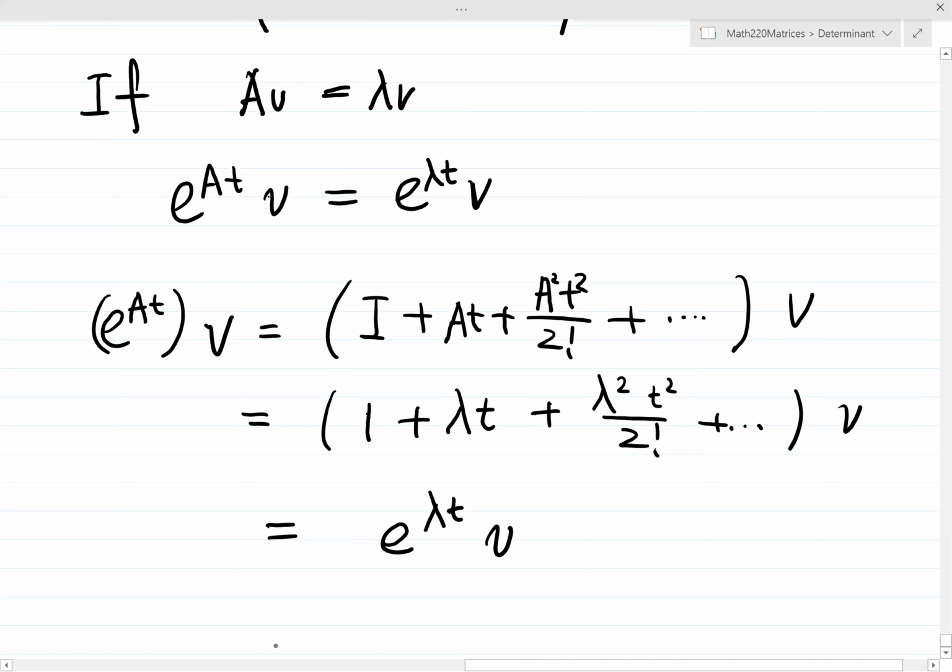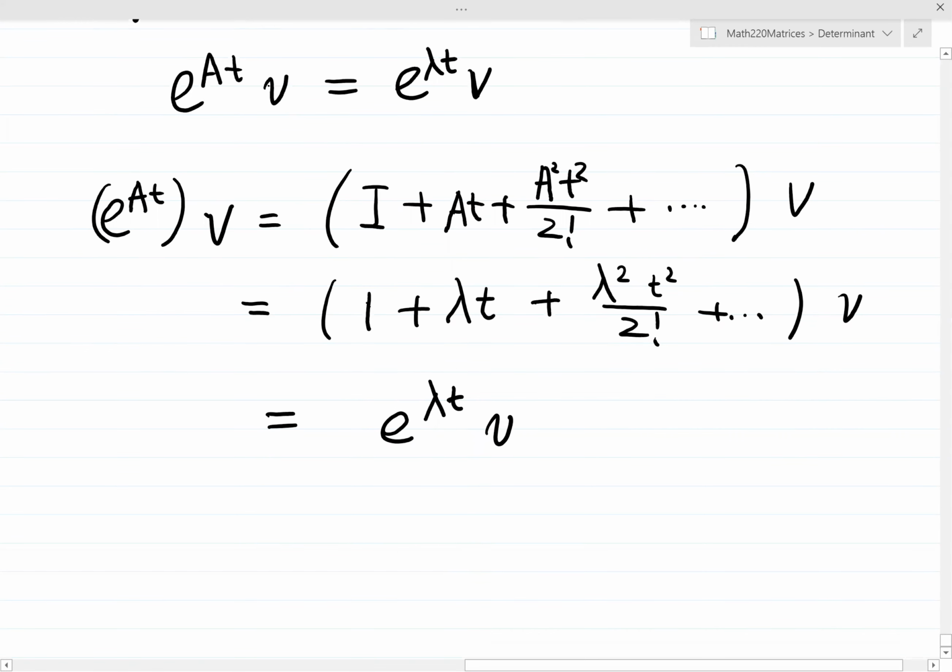Now what happens for this e to the AT? This e to the AT is also called the evolution operator or evolution matrix.